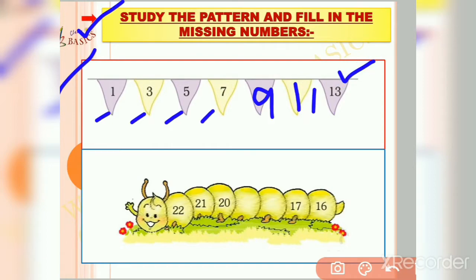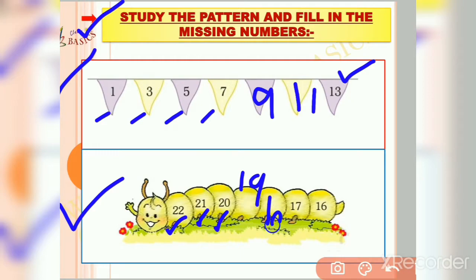Next we can see there is a caterpillar. Observe the series carefully. 22, 21, 20. So what will be the next missing number after 20? Yes, you are correct. The answers to the given sequence are 19 and then 18, then 17, then 16.